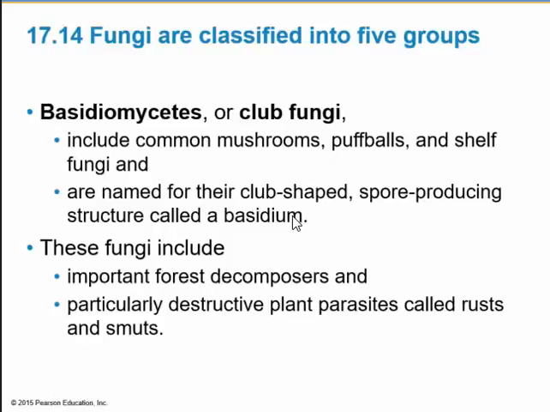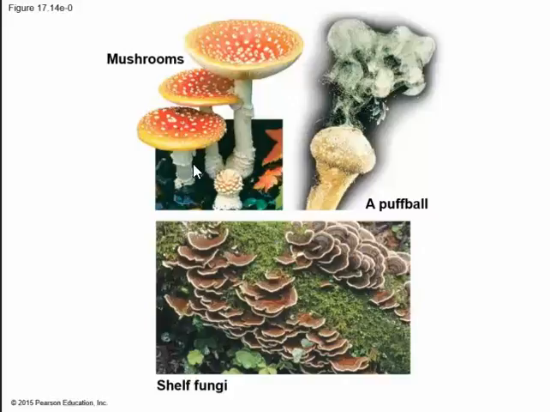Basidiomycetes, the club fungi: mushrooms, puffballs, shelf fungi. They're named for the reproductive structure called a basidiocarp, which houses basidia, which form haploid spores, singular basidium. They're decomposers and also parasites. The destructive rusts and smuts belong to this group. So, mushrooms, puffballs, shelf fungi.